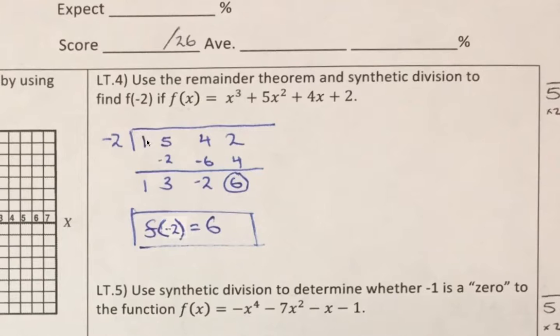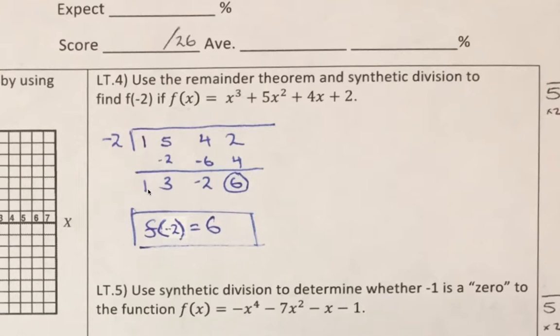So I do the synthetic division. I use the coefficients of each of these terms here. Make sure that if you're skipping an exponent that you put 0 in. I think you see that in the next example. So here we bring down the 1.